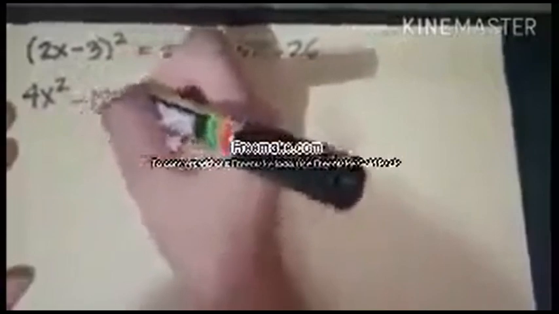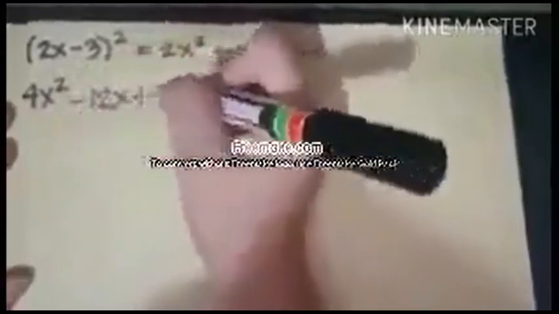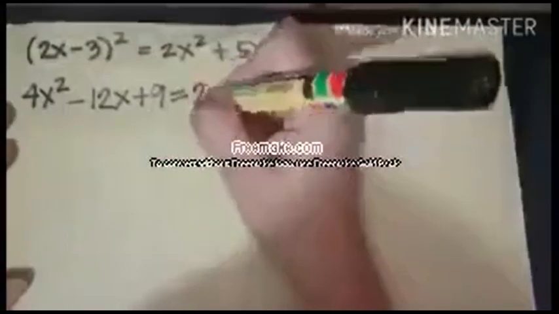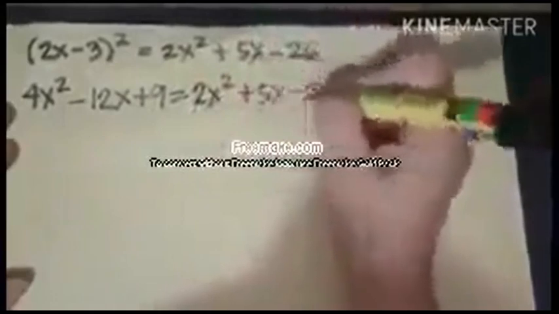Okay, what if we have 2x minus 3 squared is equal to 2x squared plus 5x minus 26? So first, we are going to get the product of this binomial, square of a binomial. So we have 2x minus 3 squared is 4x squared minus 12x plus 9. So it is equal to 2x squared plus 5x minus 26.